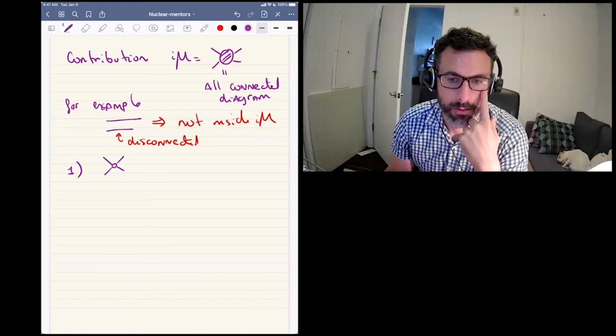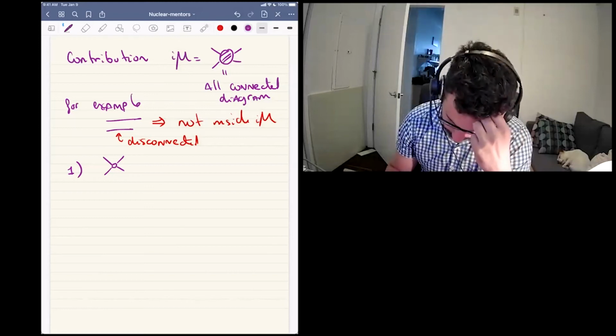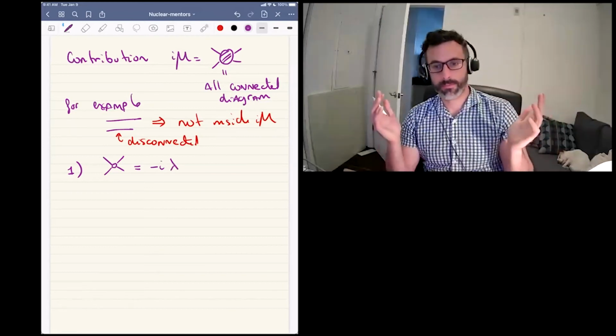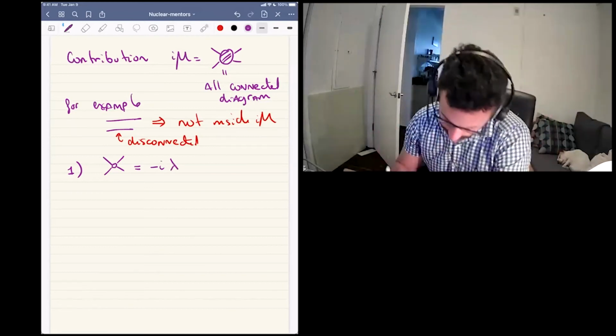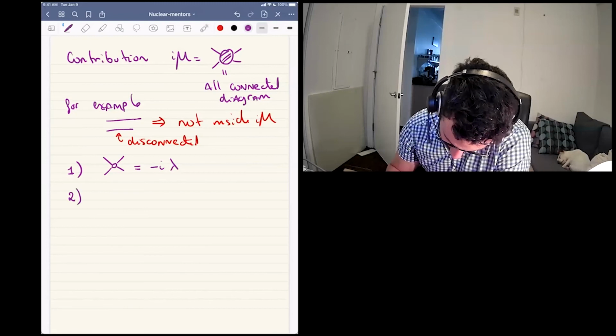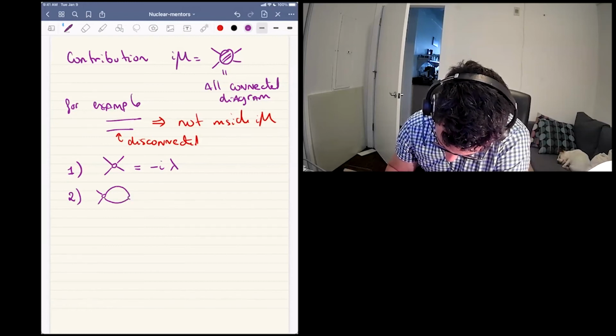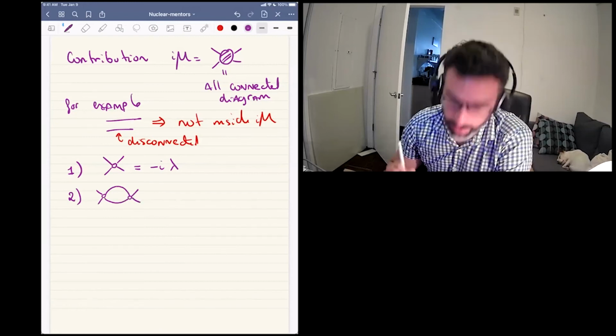Would it be minus i lambda? Very good, minus i lambda. Easy. Okay. All right, let's think about the second example that we drew down. This one already starts to get trickier.